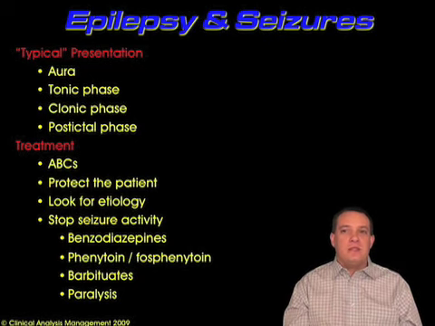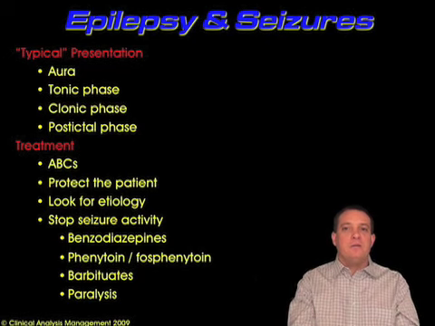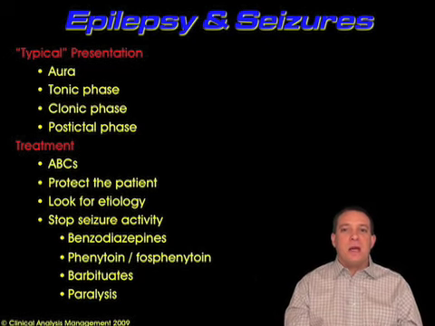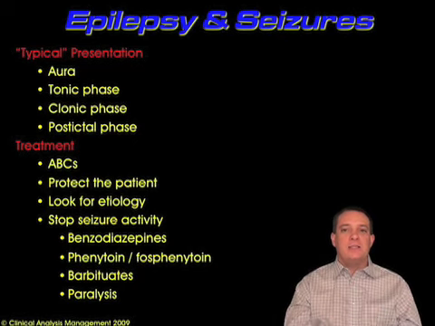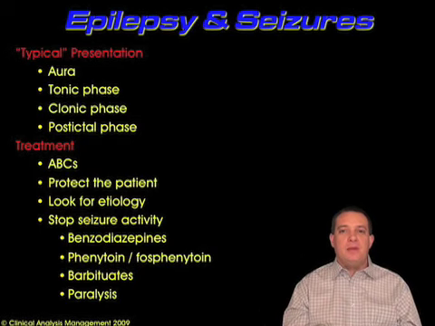The next thing that happens is they go into a tonic phase. The tonic phase is characterized by muscular extension. That's where the patient becomes very, very rigid, and that's followed by a clonic phase, which is where we have the alternation between being relaxed and being stiff, or where we see the typical seizure type activity that people classically think of when they think of a seizure. Finally, we'll have a postictal phase where we'll have a slow return to a normal level of consciousness.